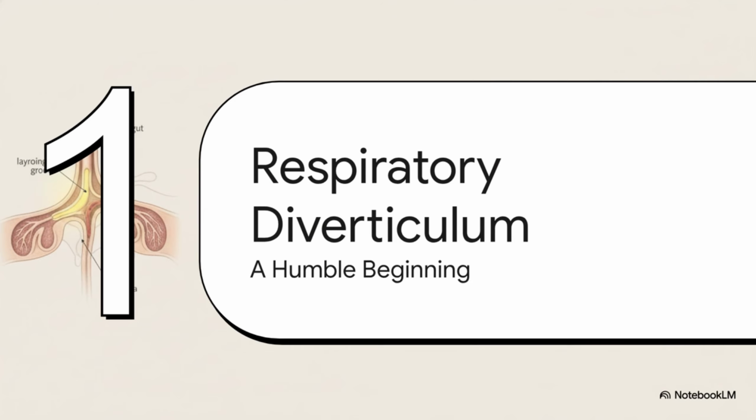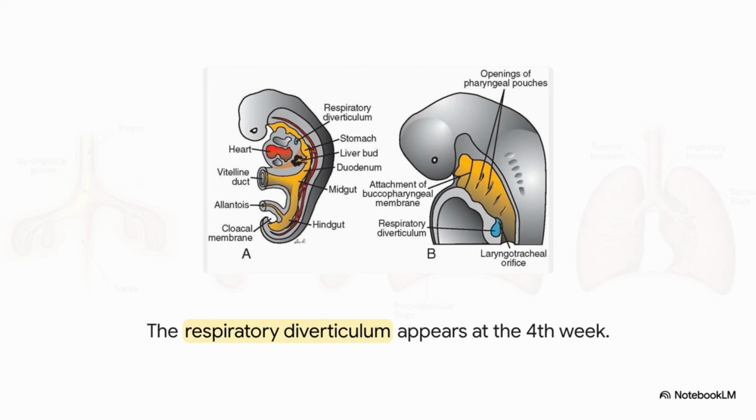Okay, let's dive right into part 1, the respiratory diverticulum. So our whole process kicks off right around the 4th week of development with the appearance of the respiratory diverticulum, or, more simply, the lung bud. Notice how this bud forms as the direct outgrowth from the ventral wall of the foregut. And at this initial stage, it's absolutely crucial to realize that this lung bud isn't just some isolated island. It's actually in wide open communication with the foregut. They're essentially sharing the exact same space.